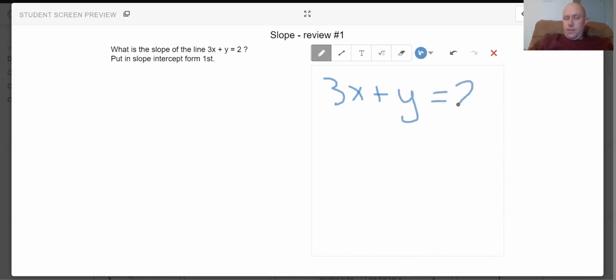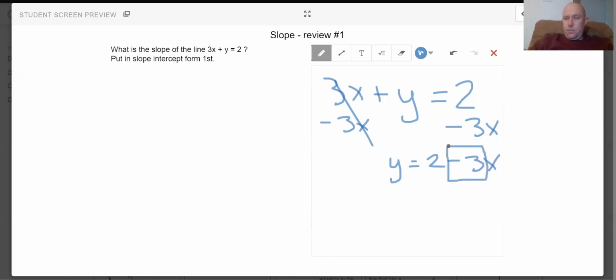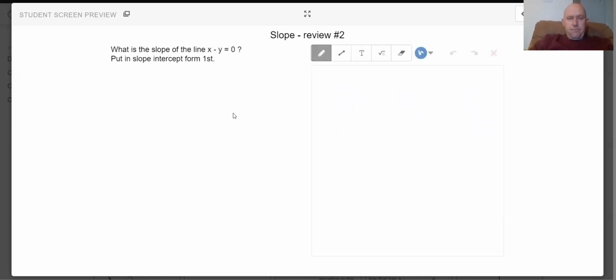So when I have x and y on the same side, I want to move the x's to the other side. To move something, I've got to do the opposite. So instead of 3x, I would do -3x. Do the same on both sides: -3x, -3x. There we go. I get left with y equals 2 minus 3x. That's it. They're not like terms, so we can't subtract them. But now, as we know what y equals, you can clearly see that the slope is just the number in front of the x, which would be -3. We're going to use that answer in a minute too.